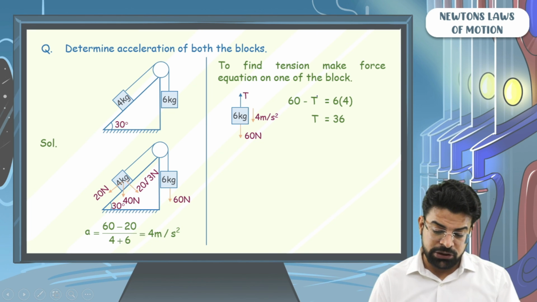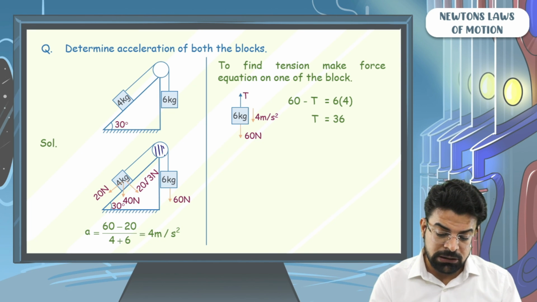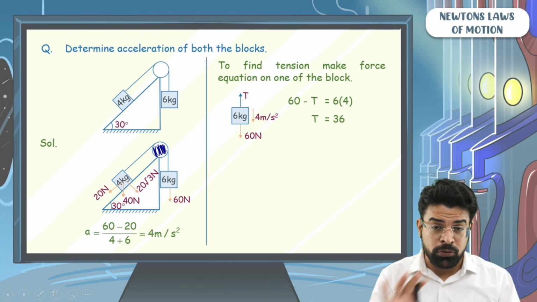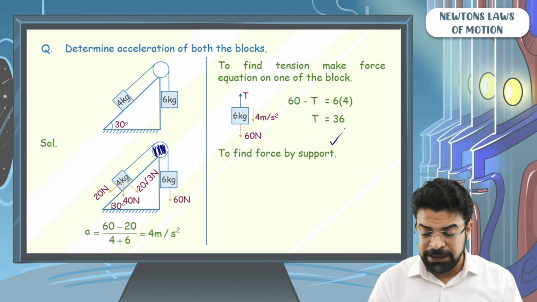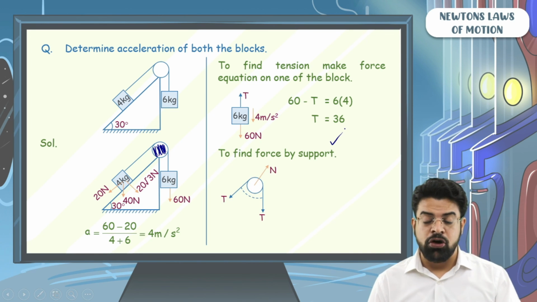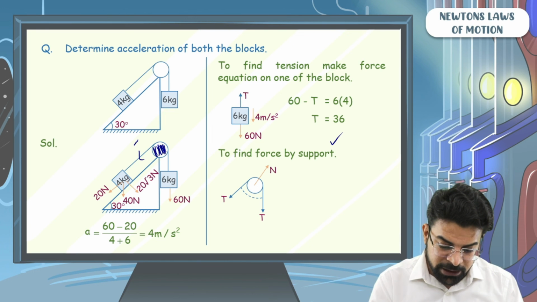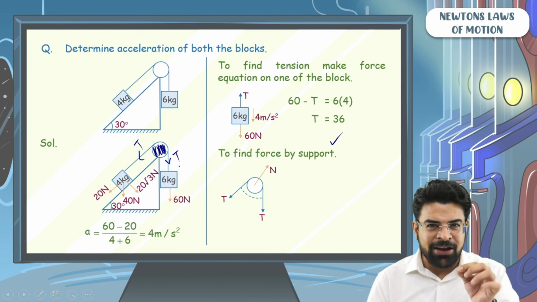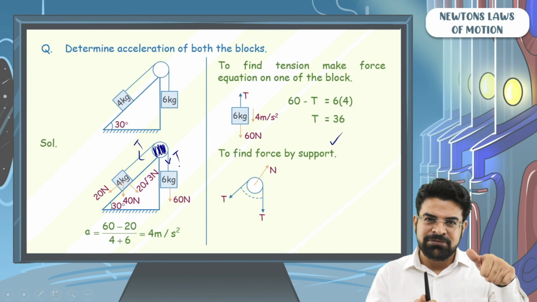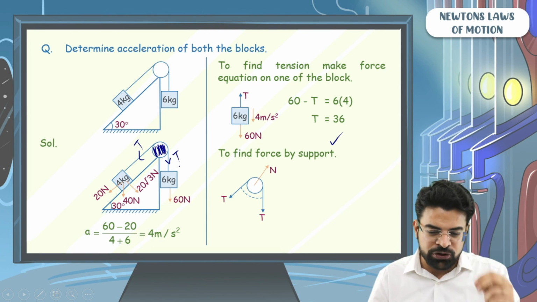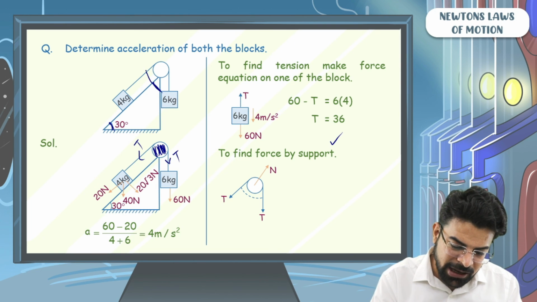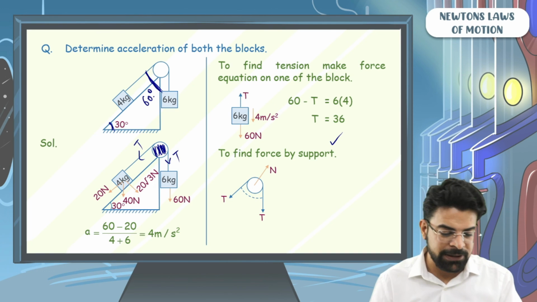Now if they ask you what is the force by the support on this pulley, it might look tough to find. It's super duper easy. Now to find the force by support, look at the forces acting on the pulley. On the pulley there will be a tension here, there will be a tension here. Can you tell me what will be the angle between these two forces of tension? Sir, it's easy. This angle is 30 degrees. So this angle, which is the angle between the two forces of tension, will be 60 degrees.